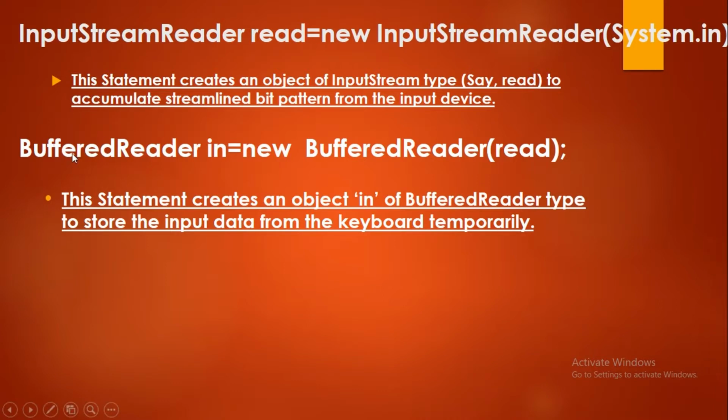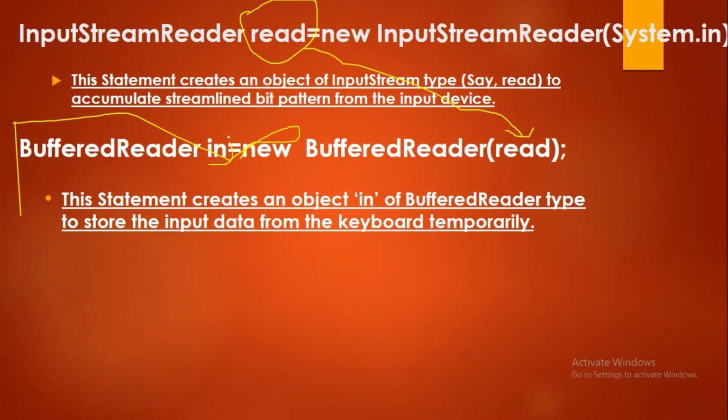After that, we are using the BufferedReader class. Now see, read is the object of the InputStreamReader class. We pass that object to the BufferedReader class as an argument. When we use the BufferedReader class and declare its object, as an argument it will ask for the InputStreamReader class object, the thing which is entered by the user.